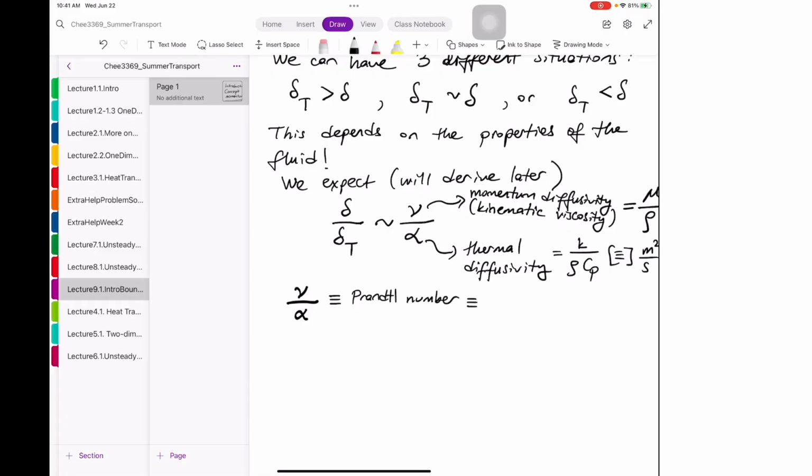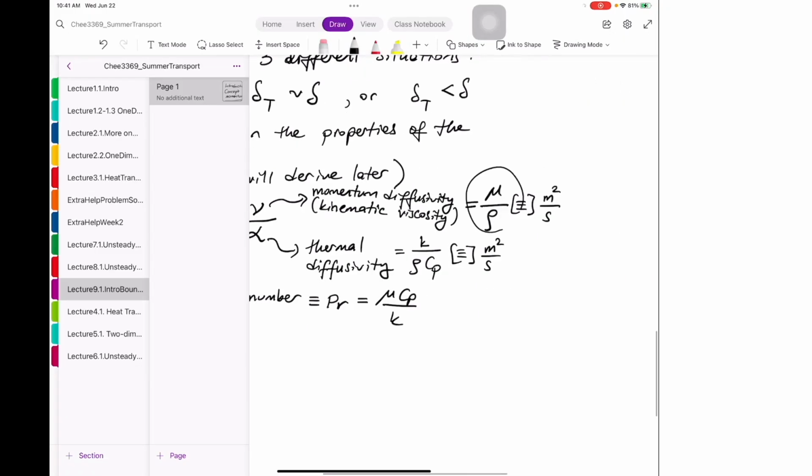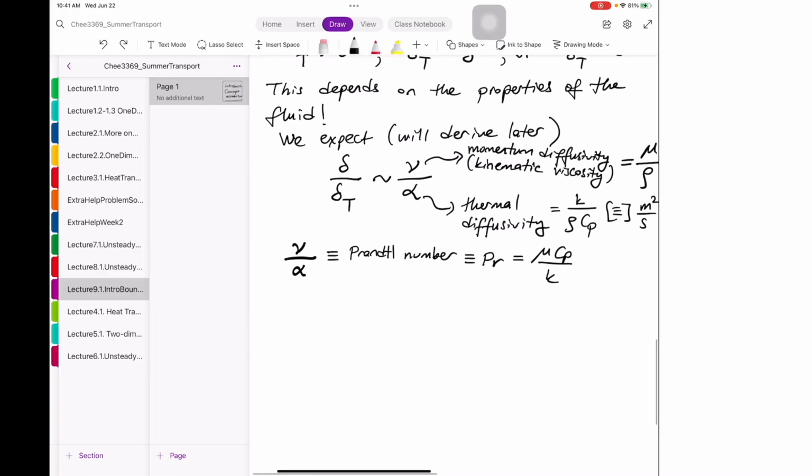It's equal to, you can also abbreviate it as Pr, and it's equal to mu Cp over k after simplifications. If you divide this by this, you will find that you get this one because the rho cancels, and you get that. That's the definition of the Prandtl number.